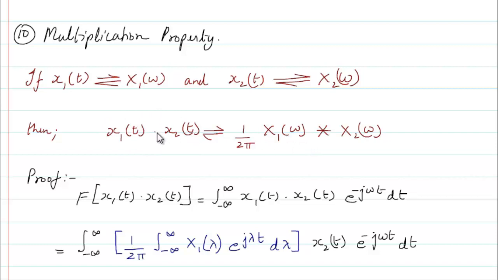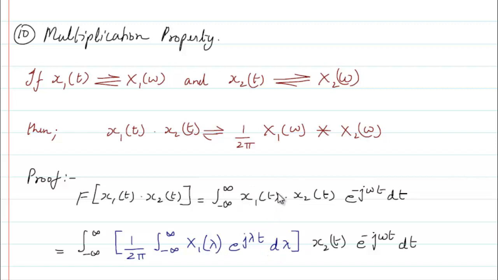So now let us look at this. If I am going to multiply two functions and take the Fourier transform of that, according to my equation, the function is written here, multiplied with e raised to power minus j omega t dt, correct? Now this x1 of t, I am going to write as the inverse Fourier equation of x1 of lambda. I have not used omega because omega is already here, so I am going to use a new variable, which is lambda.